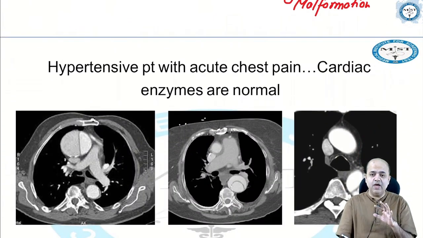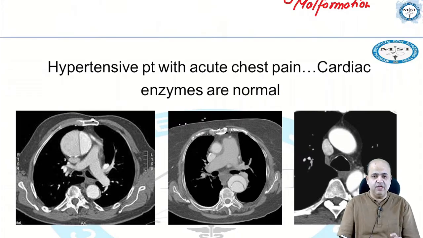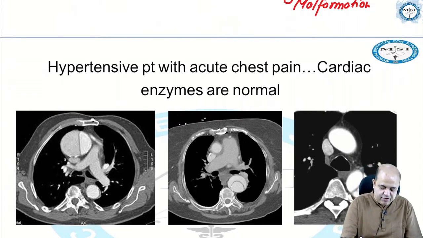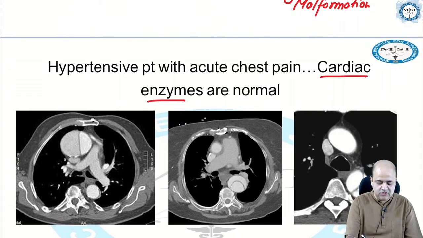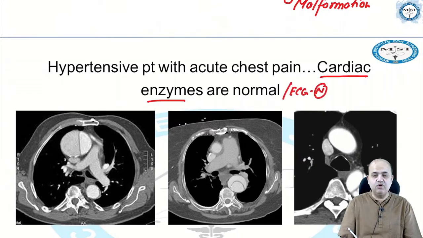Now coming on to the acute condition that we usually see in the chest. Hypertensive patient with an acute chest pain. The first differential diagnosis is myocardial infarction. We have done the ECG and the cardiac enzymes are normal. The ECG is also normal.